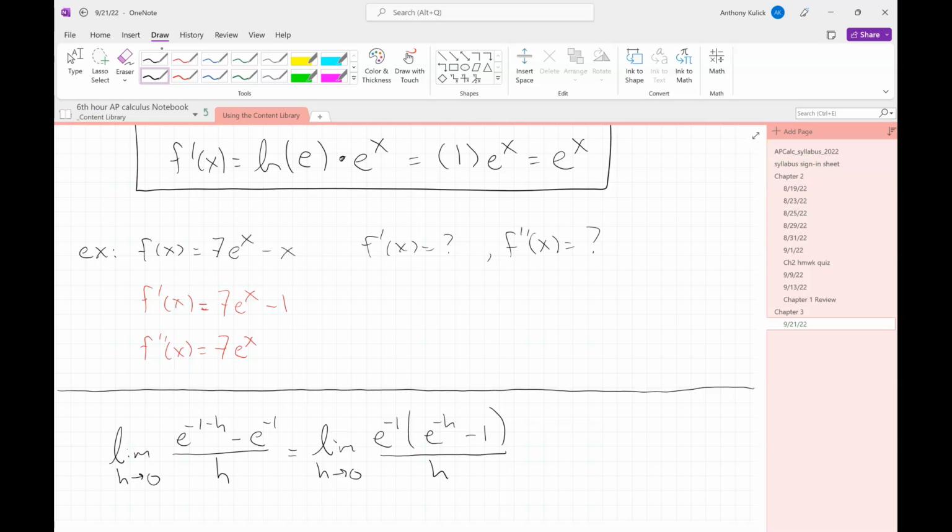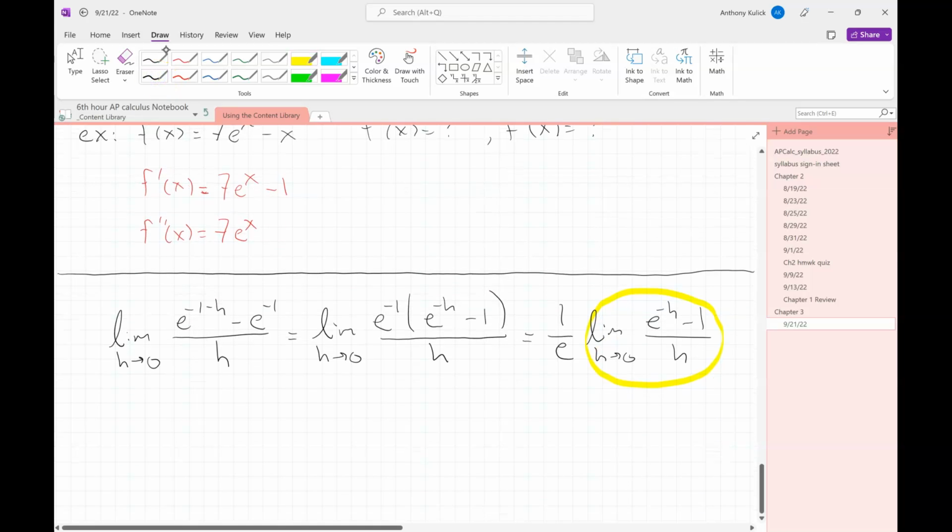So let's talk about how you would have done that using just the pieces that you had from the last chapter and prior courses. I started by just factoring off an e to the negative 1. Since that e to the negative 1 doesn't involve the h at all, I can bring that factor outside of the limit. But this piece, if I try direct substitution, what am I getting? Indeterminate, right? 0 over 0.